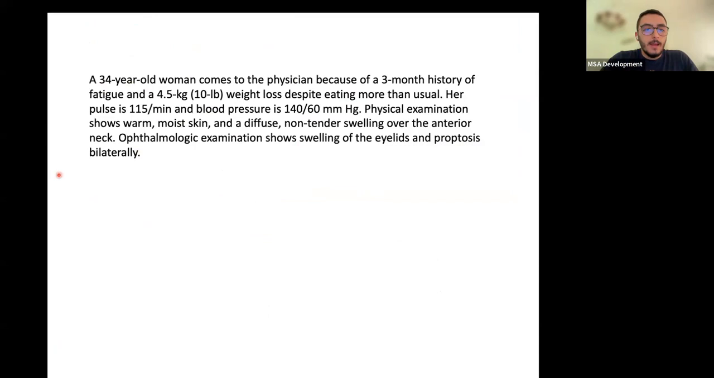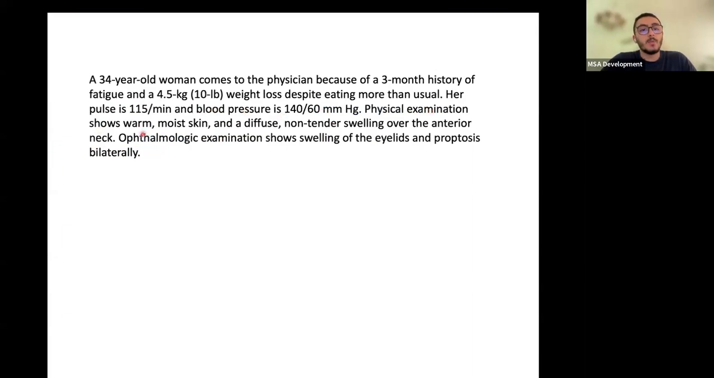This is a quick, not a question. It's a scenario of a patient showing you what signs they will show up with of hyperthyroidism. So this is a 34-year-old woman with a 3 months history of fatigue, weight loss despite eating more than usual. So this is unintentional weight loss. Her pulse, very high heart rate, sorry, and her blood pressure is very high as well.